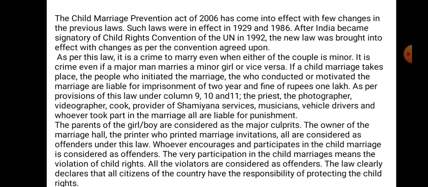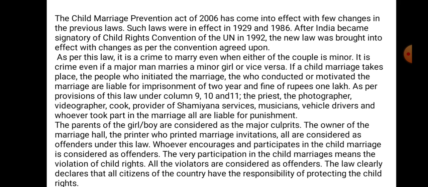According to this law, it is a crime to marry even when either of the couple is a minor. It is a crime even if a major man marries a minor girl, or if a major girl marries a minor boy, vice versa. If a child marriage takes place, the people who initiated the marriage, the person who conducted the child marriage or the person who motivated the marriage are also liable for imprisonment of 2 years and a fine of rupees 1 lakh.